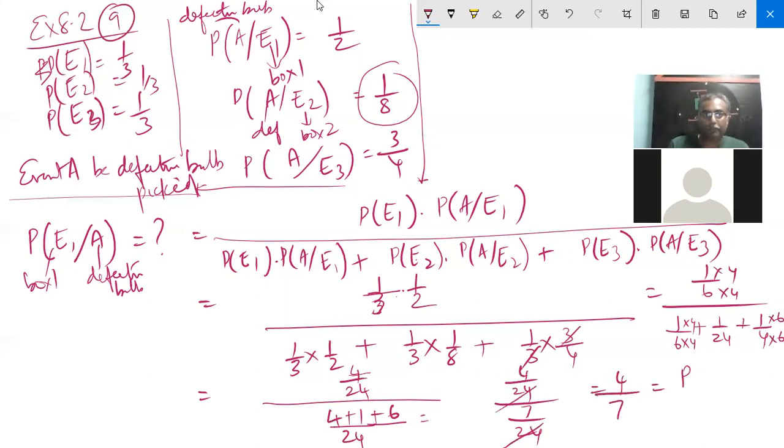This is P of E1 given A. So the probability of picking a defective from box 1 is equal to 4/7. Sorry, 4 by not 7, 4. 6 plus 1, 7. 7 plus 1, 11. Yeah. 4/11. That is a sum.